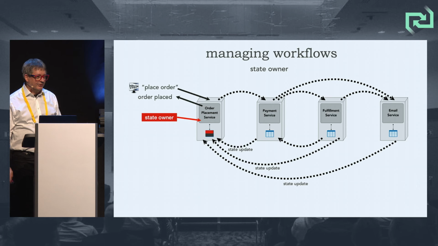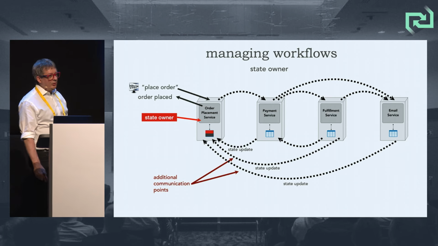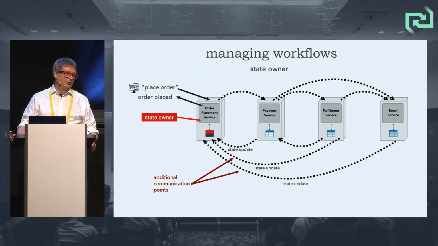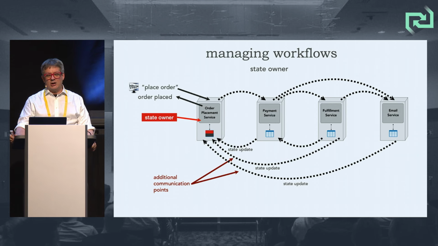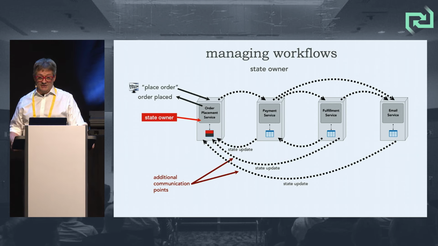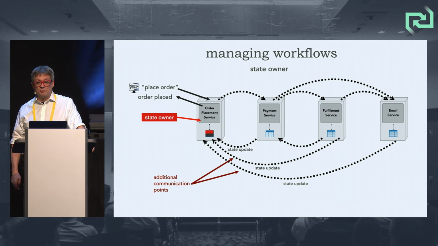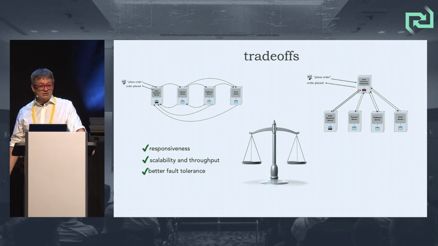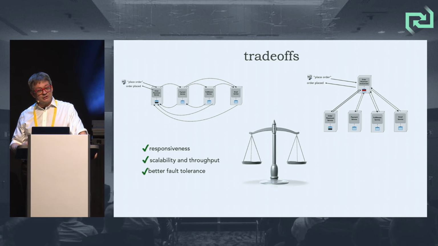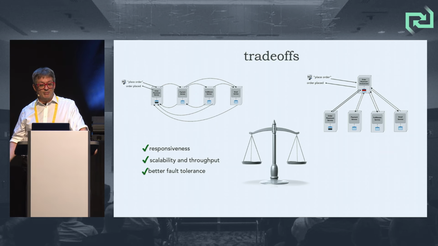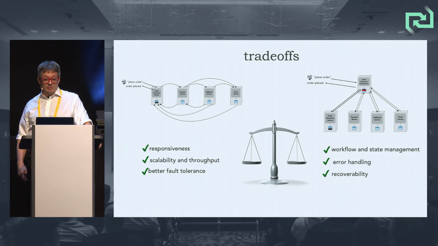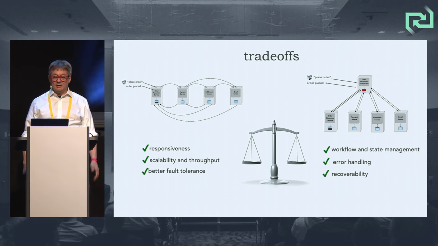Notice what has happened here is that all these additional communication points grew around it, and they're exactly the same ones we had with the orchestrator, pretty much. So just changing from orchestration to choreography does not automatically make it less complex. The complexity is still there, it's just spread out and distributed in different places. So responsiveness, scalability and throughput, and better fault tolerance are in choreography, because there are fewer potential bottlenecks, while better workflow and state management, easier error handling, and better recoverability are over here for orchestration.